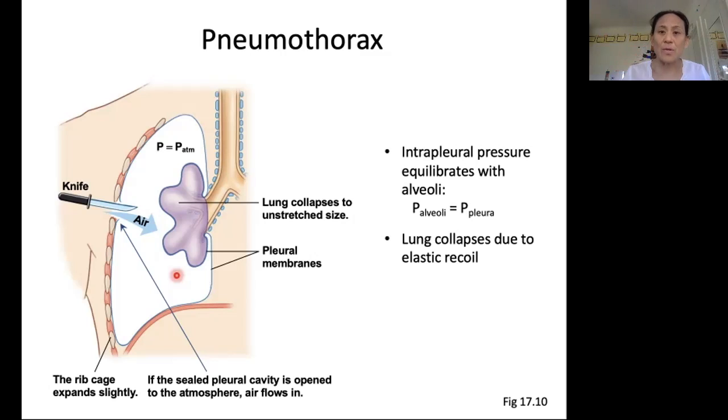Okay, so what's going to happen is you have atmospheric pressure in your pleural space, you have atmospheric pressure inside of your lungs. You no longer have that difference, your higher pressure inside of the lungs pushing the lung to keep it inflated. Okay, so what happens as a result is because the lung has a natural elastic recoil, it is going to collapse. Okay, so again, hopefully that makes sense to you.